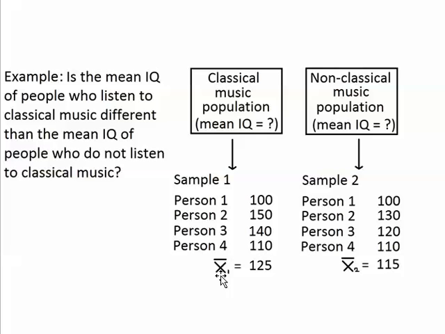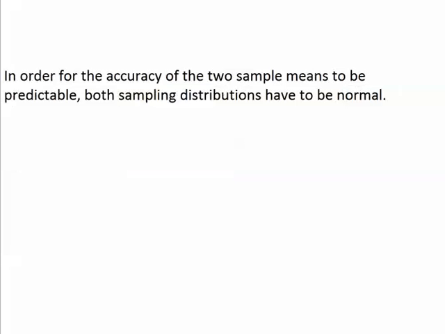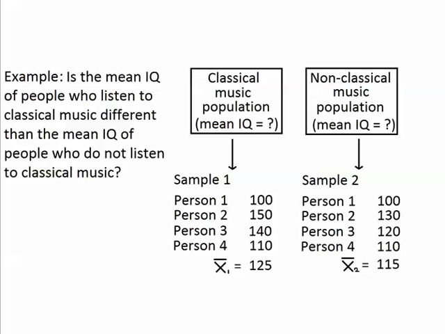X bar 1 is the mean of sample 1. X bar 2 is the mean of sample 2. So this sample mean right here estimates the mean IQ of the classical population, and this sample mean here estimates the mean IQ of the non-classical population. And in this type of study, it's important for both sampling distributions to be normal. In other words, it's important for the means of all possible samples from population 1 to be normal, and for the means of all possible samples from population 2 to be normal.